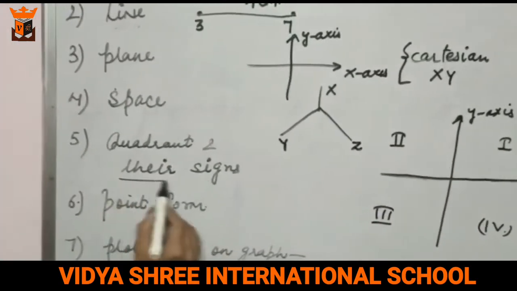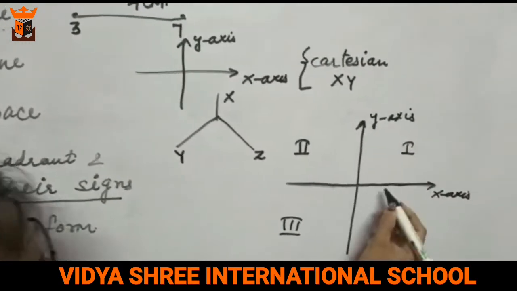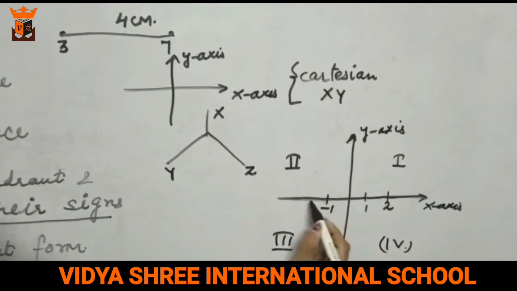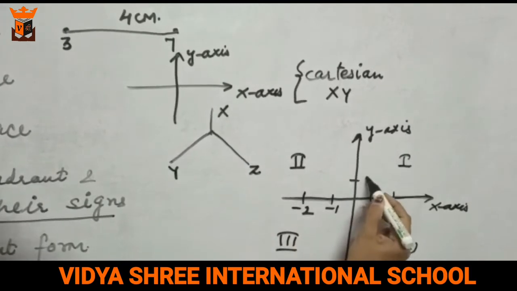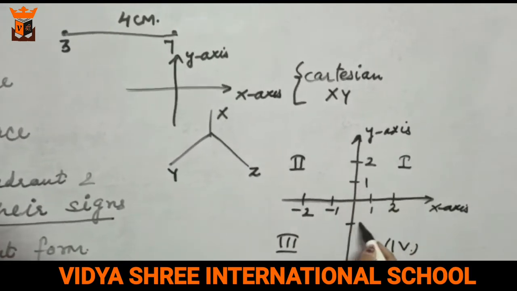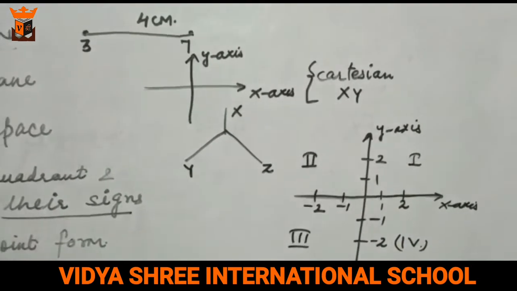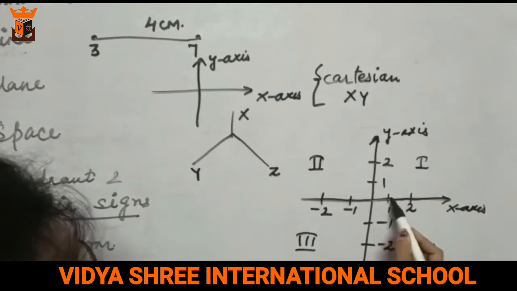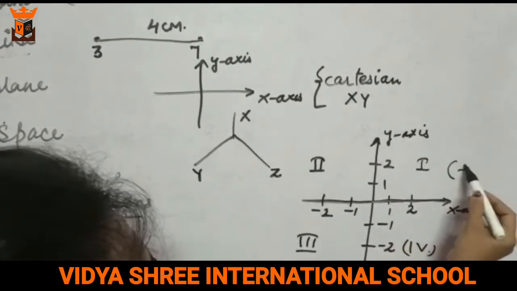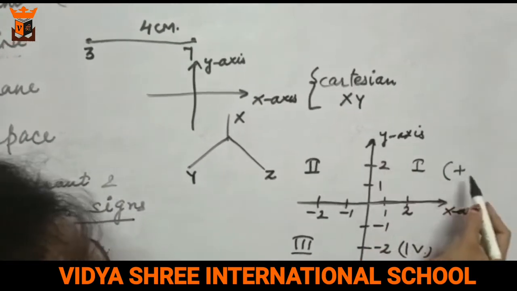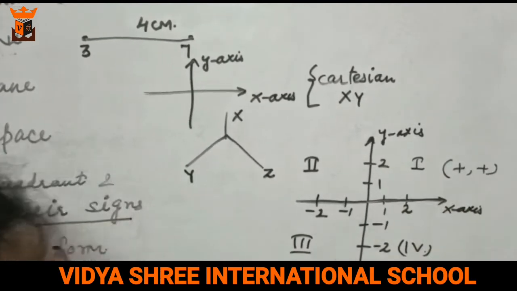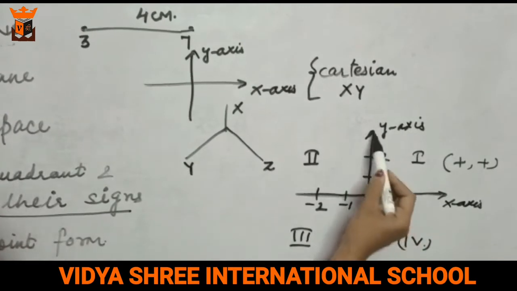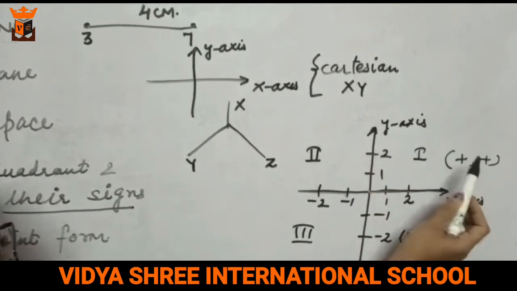Now what about their signs? Like we all know that there are positive numbers 1, 2. There are negative numbers -1, -2. There are positive numbers 1, 2. There are negative numbers -1 and -2. So what are the sign of this first quadrant? These are positive numbers. So the sign is plus. And these are also positive numbers. The another sign is also plus. So सबसे पहले आपको x axis का sign देखना है and then y axis का. So the sign is plus plus.